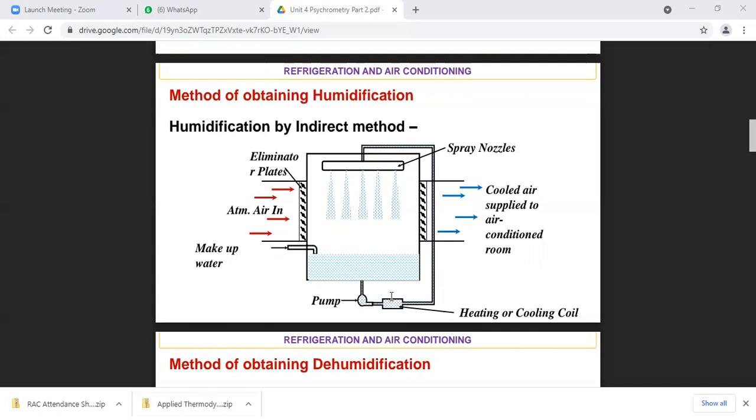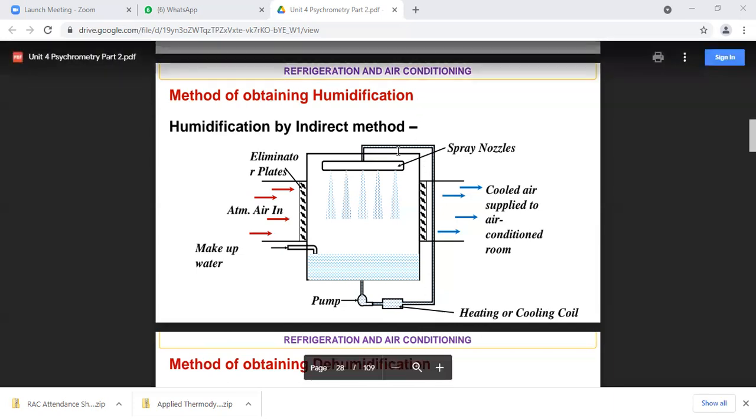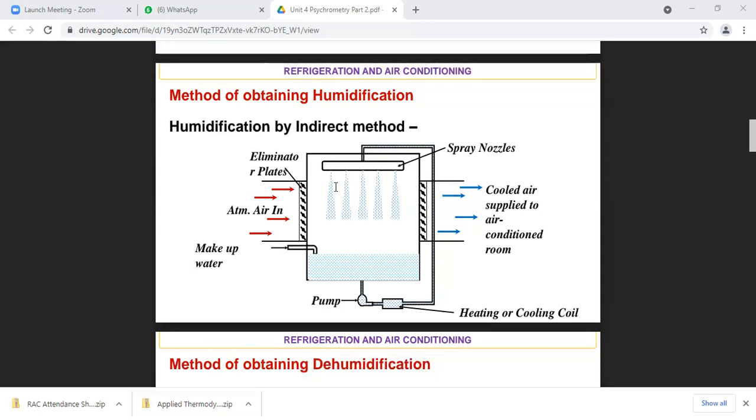This water is pumped through this pump, and heating or cooling is applied. In summer conditions we have to cool the water, and in winter conditions we have to heat up the water. So the water passes through this heating or cooling coil as per the requirement of the season, then goes towards the spraying nozzle, and from the spraying nozzle it is spread into the air. In this way, the indirect method of humidification is carried out.